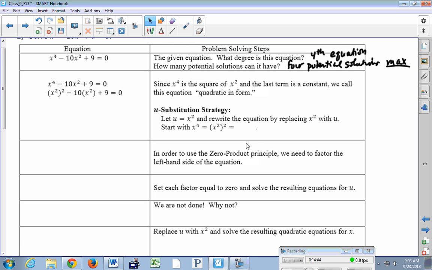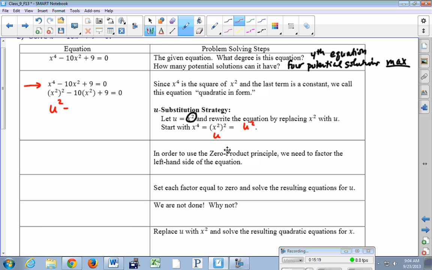So the first term is x to the 4th. We can rewrite x to the 4th as x squared squared. So then when we use the U substitution, wherever we see an x squared, we're going to replace it with a u. This becomes u squared. Okay, so let's rewrite this equation as an equation in u. So x to the fourth becomes u squared. Because remember, u is x squared. So that's the same as x squared squared, which is x to the fourth.